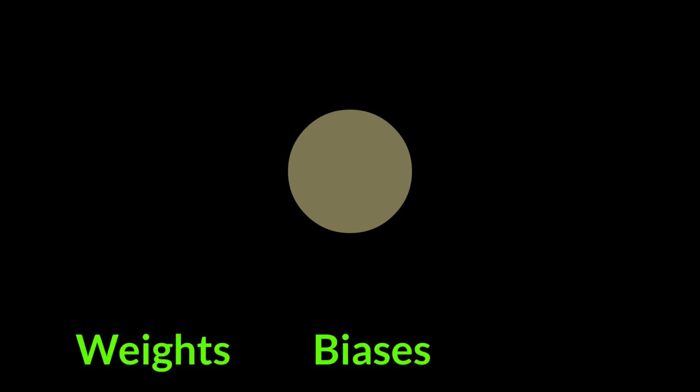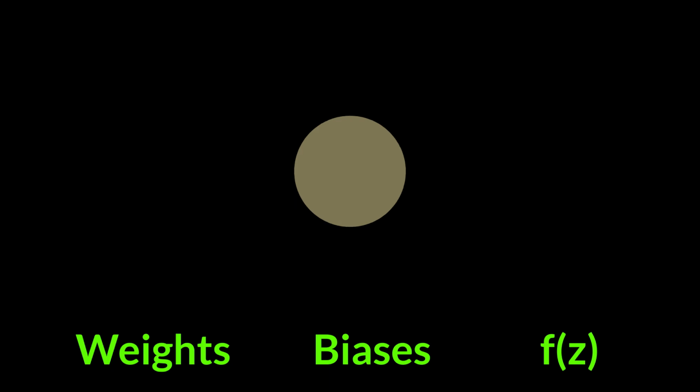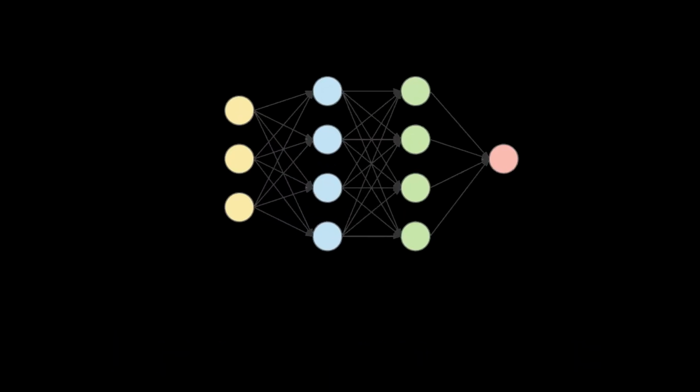In summary, perceptrons are the fundamental units of artificial neural networks. They process input data using weights, biases, and activation functions to produce an output. By connecting perceptrons in layers, we can create powerful neural networks capable of learning complex patterns in data.